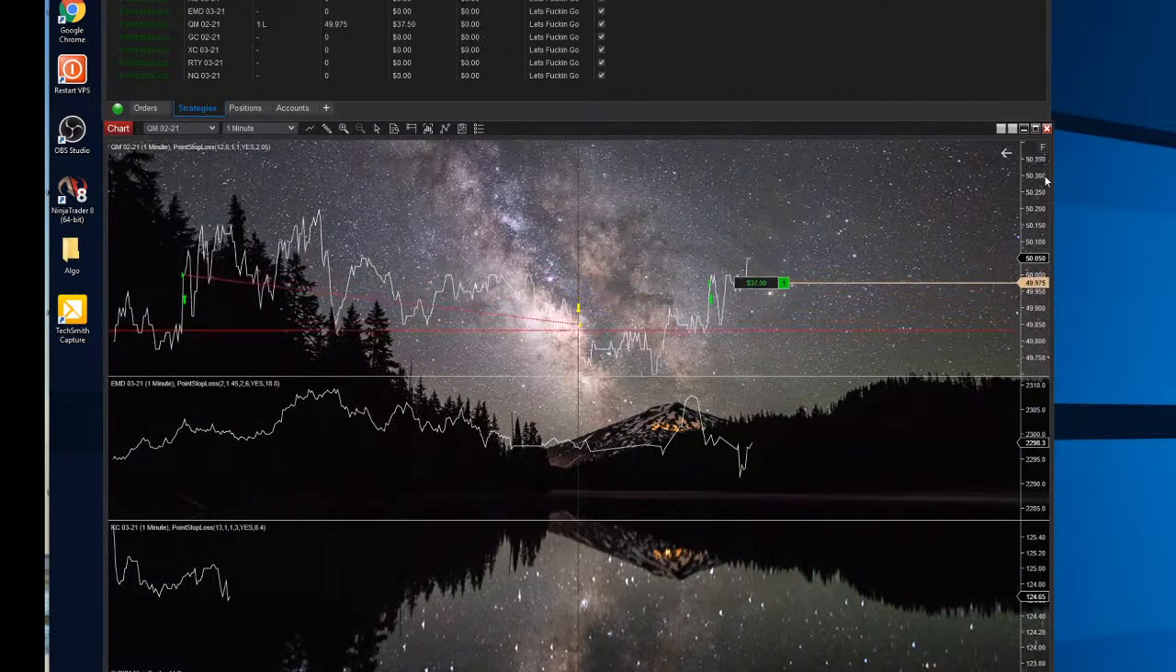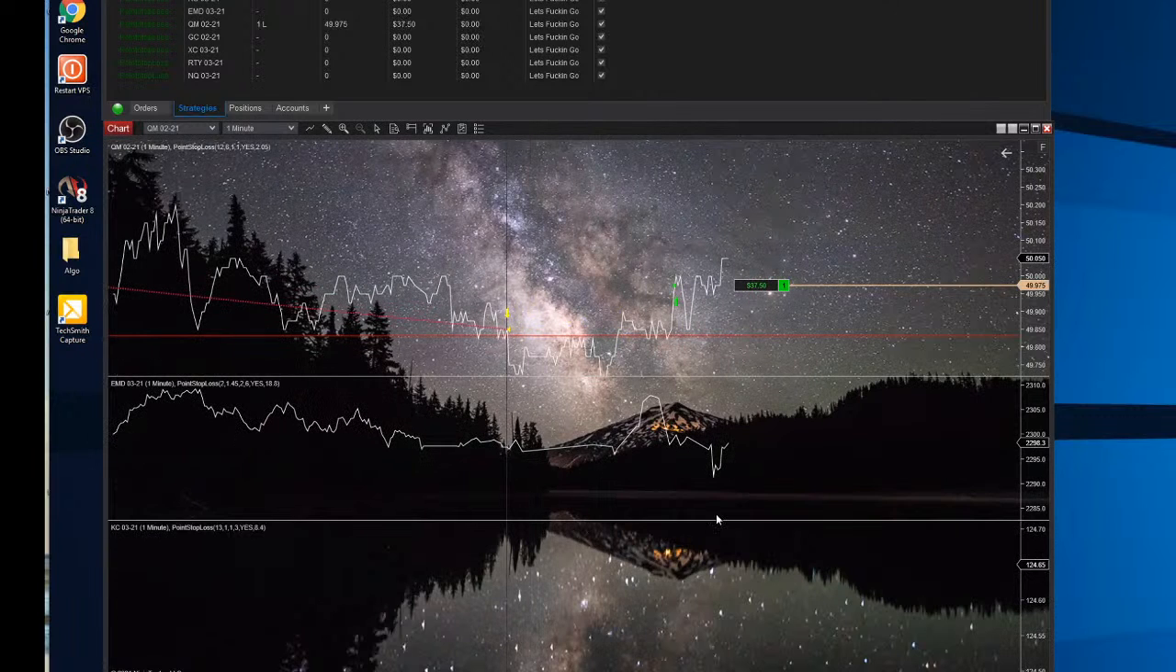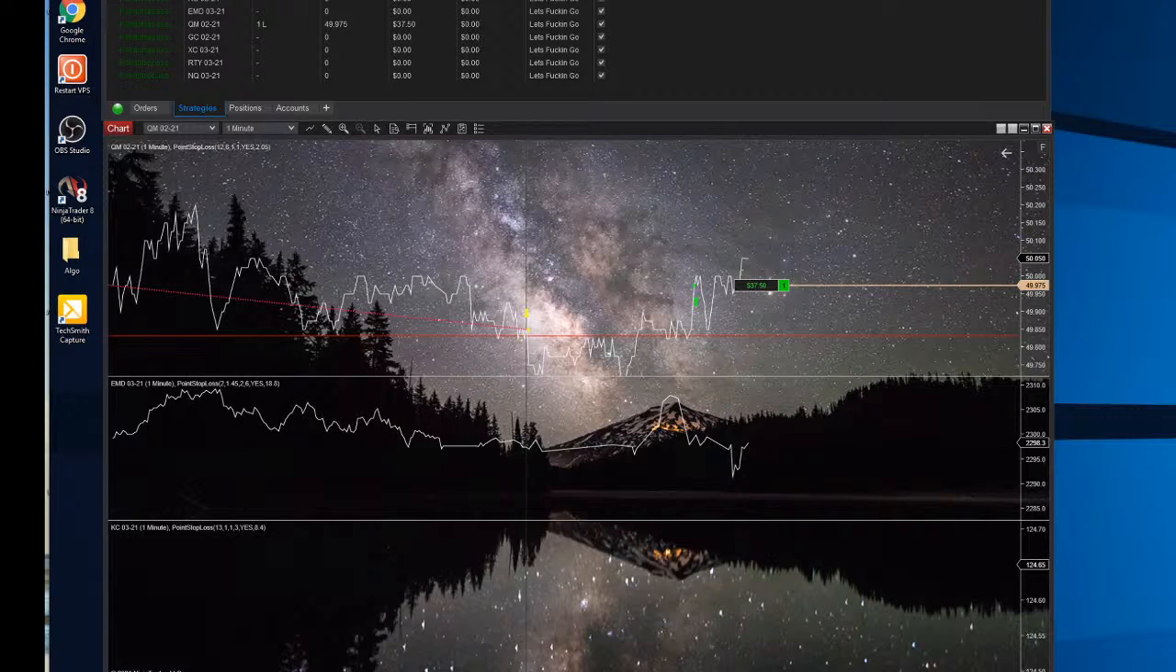I'm currently in this QM trade, up $50. NQ I made $400 on. So this is my second trade tonight. Only 2 trades so far. If you have any questions, let me know.